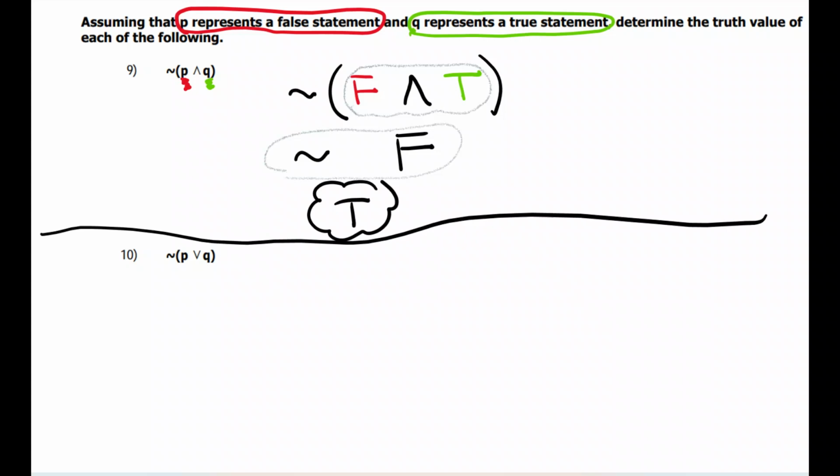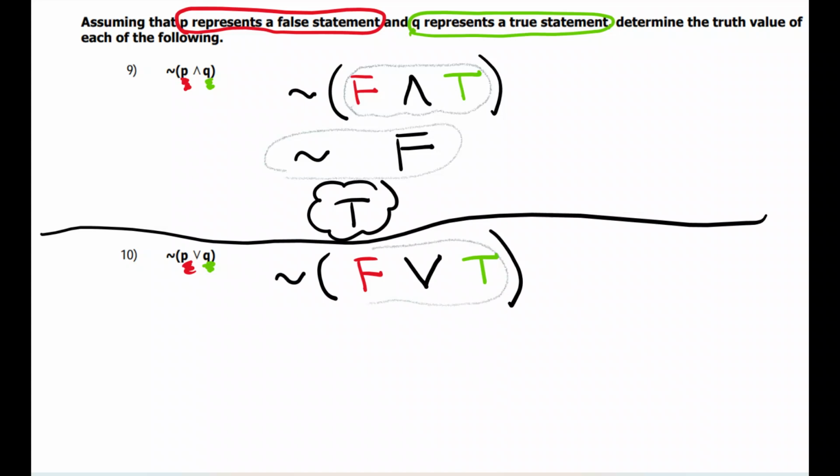And I'm going to use those same directions for number 10. This time we have a negation of P. Okay, so P was false. But this time there's an "or" on that. And then the Q is a true statement.